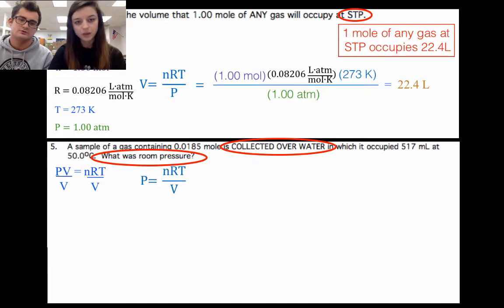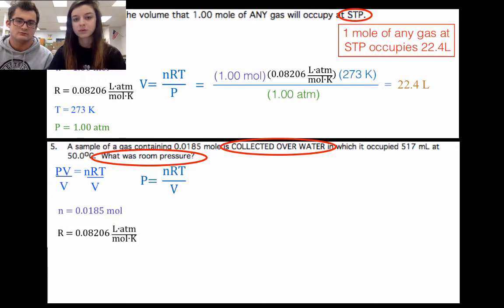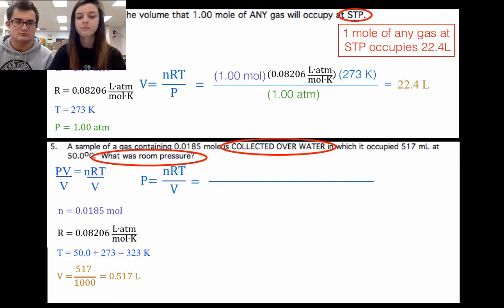Perfect. We're going to solve for pressure. So when you have the ideal gas law, that's P equals nRT over V. So our n was given to us, so that's 0.0185 moles. R is always the same, 0.08206. Temperature, we're going to add 50 to 273 to get it in Kelvin, because again, the units do matter in the ideal gas law, so that'll be 323 Kelvin. And our volume, we divide by 1,000 to get our liters, and that's 0.517 liters.